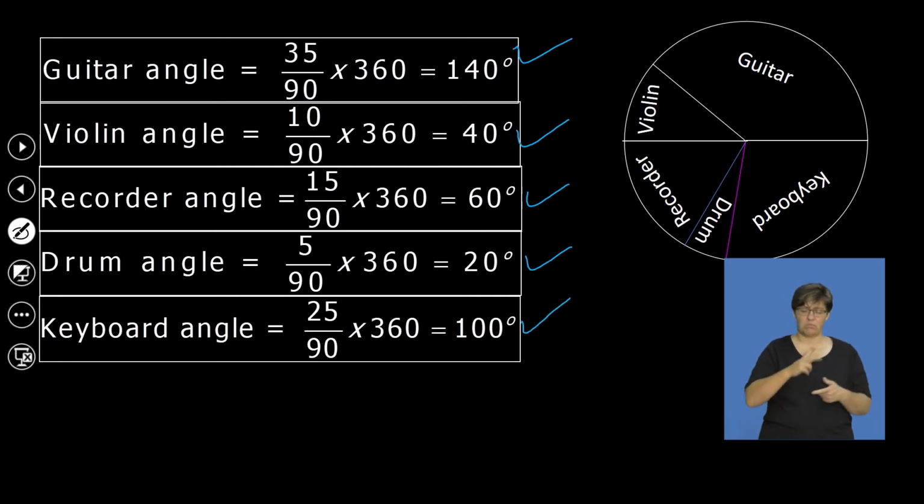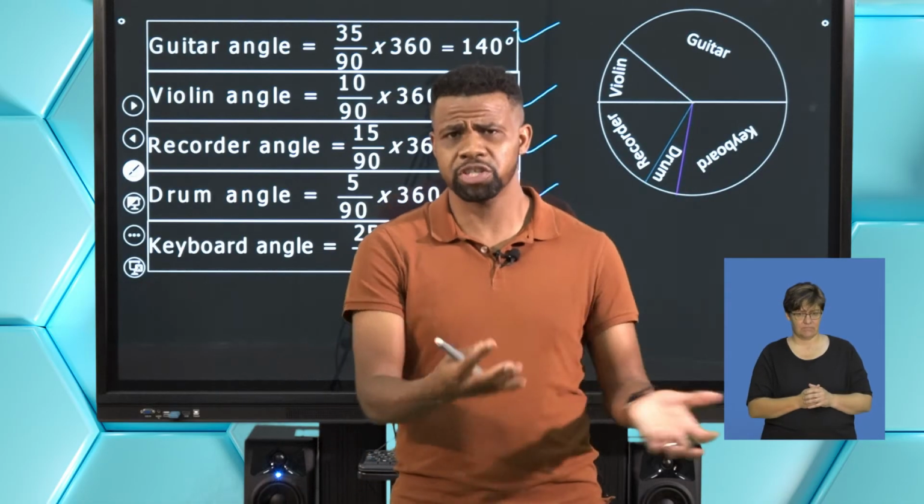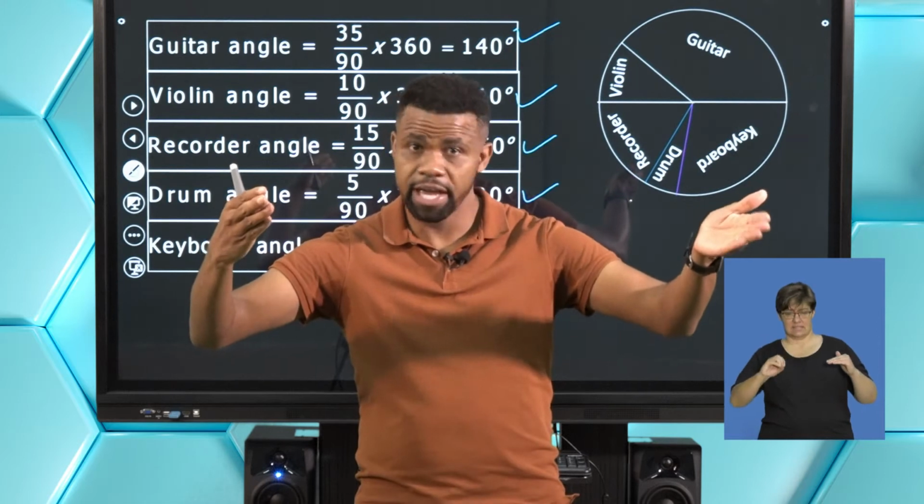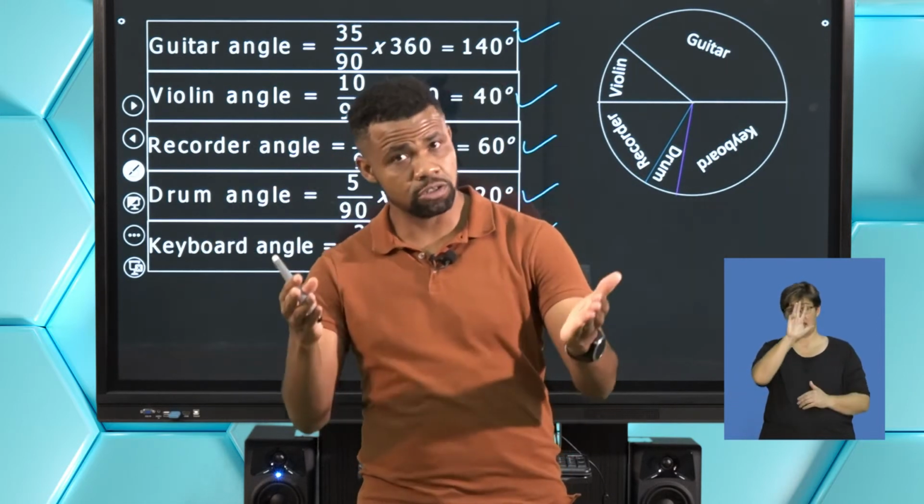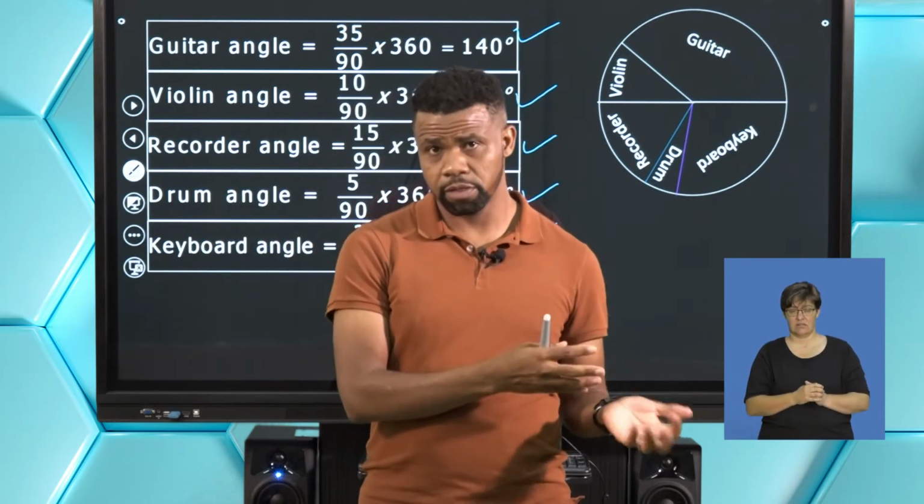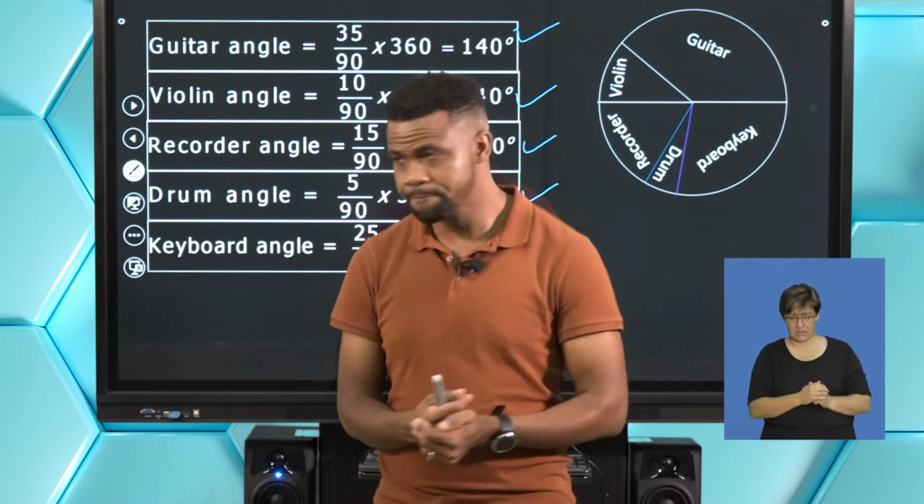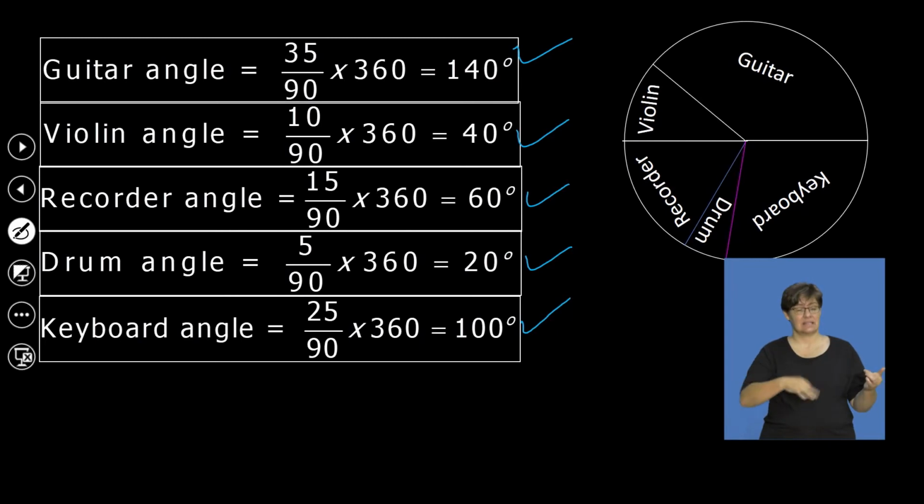You'll need a protractor, okay? If you don't have one, you can approximate, kind of. We know kind of half a circle is 180, a quarter of a circle, 90, and so forth. So that's what you can try to do by approximating. So what I have here is a guitar, which is 140 there, a violin, keyboard, drum, and recorder.